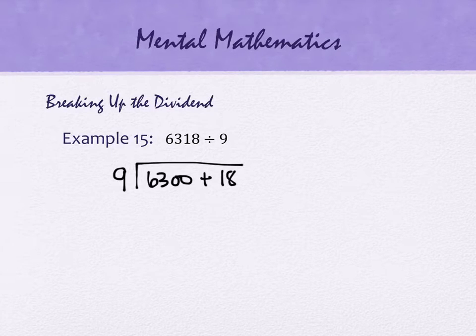Everybody good with that so far? And the reason that's a nice breaking apart is because 63 and 18, respectively, are actually multiples of 9. They divide by 9 evenly. So what is 6,300 divided by 9? That would be 700. And 18 divided by 9 would be 2. So this is 702. So you're breaking it apart in the dividend.